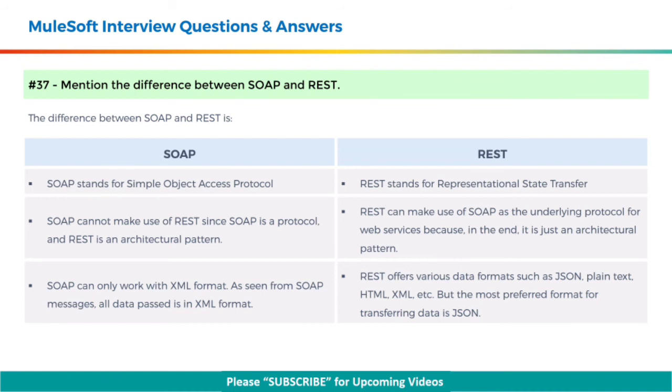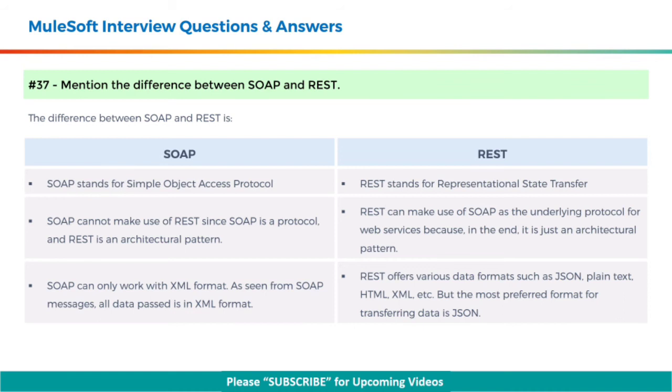SOAP stands for Simple Object Access Protocol, whereas REST stands for Representational State Transfer. SOAP cannot make use of REST, since SOAP is a protocol and REST is an architectural pattern. REST can make use of SOAP as the underlying protocol for web services because, in the end, it is just an architectural pattern. SOAP can only work with XML format.